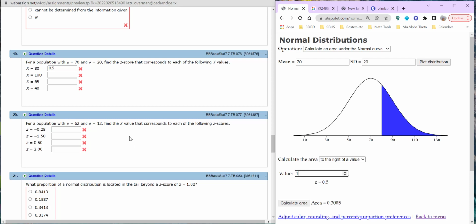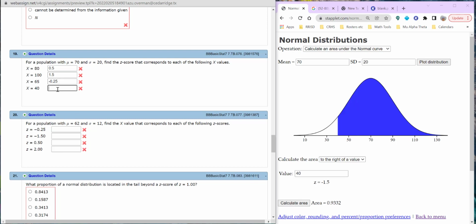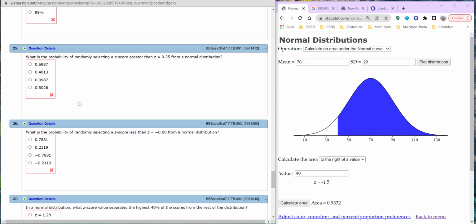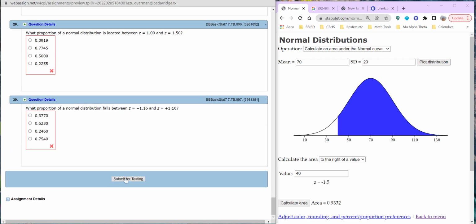Oh, let's put in 100, because it's giving me z-scores automatically. 1.5. Let's put in 65. Negative 0.25. Does that make sense? Yes, because it's below average. And then this one should be really negative 40, so it's not going to be all the way to negative 3. It's like negative 1.5, right? Yep. Oh, it is exactly negative 1.5. So negative 1.5. And then submit. See how fast that was? Super fast.